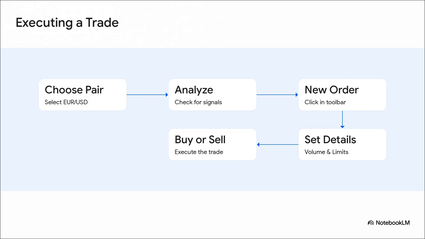Okay, once you see a clear signal, Step 3. Click that New Order button in the top toolbar. This opens a dialog box where the real magic happens. Step 4. Input your volume. By the way, 0.01 lots is the absolute standard for beginners on a demo account. Then, and this is vital, enter your exact stop loss and take profit levels. Finally, Step 5, click Buy if you expect the price to go up, or Sell if you expect it to drop.